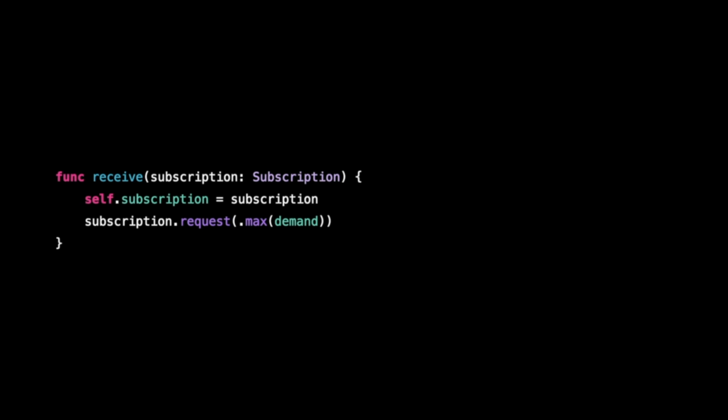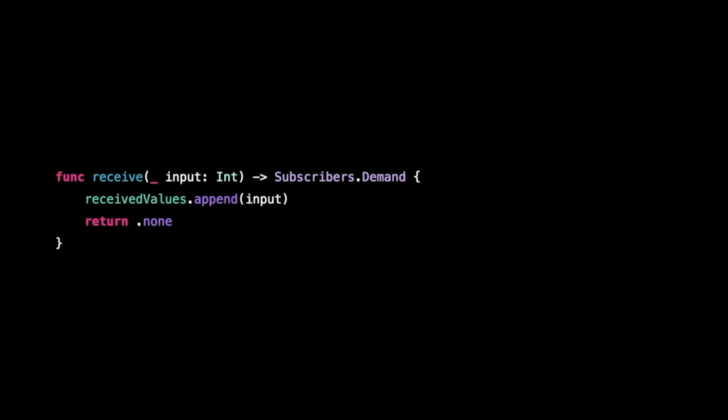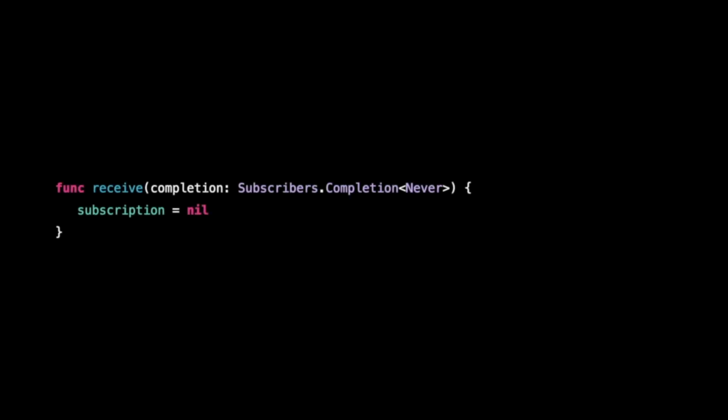Nothing special yet. We retain the subscription and kick off the work by requesting a fixed number of values. The subscription will invoke the receive method when it produces a value. It is our chance to process the value and optionally update the demand. Here we call the value handler closure with the new value and leave the demand as is. Finally, when the subscription completes, receive completion is called. Here we just clean up.